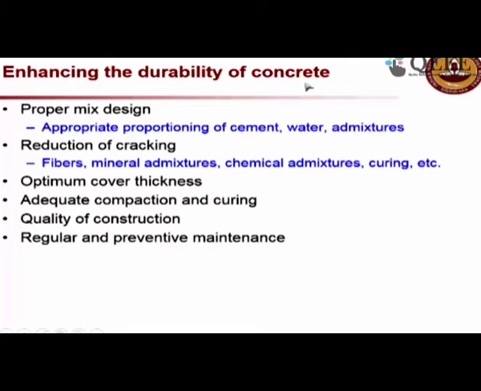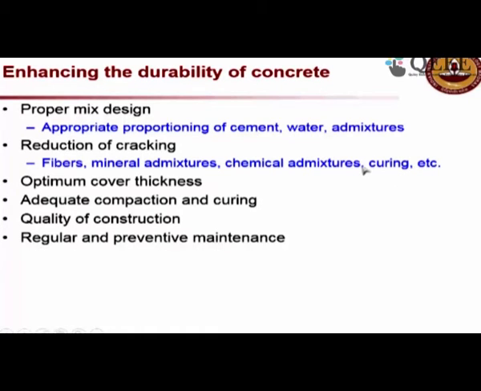Now, we have seen that to enhance the durability of concrete, there are different ways: we can use different materials and ensure proper proportioning of those materials to get good quality concrete. And we often see that concrete also cracks, even though we have the best mix design. One way of controlling cracks is to use fibers in the concrete. In the previous module, I showed a picture where fibers have been used to control the cracking of concrete. Then mineral admixtures and chemical admixtures can be used, but on top of everything, curing is one of the most important things.